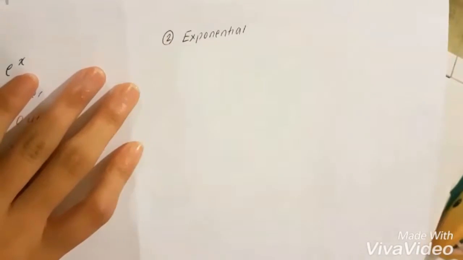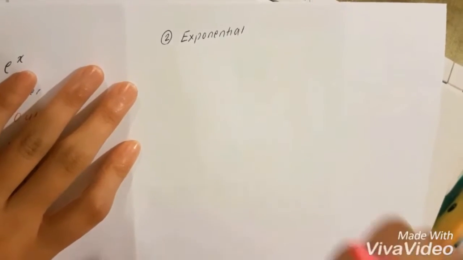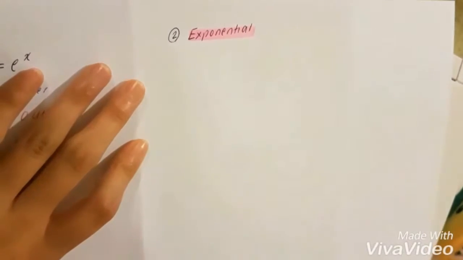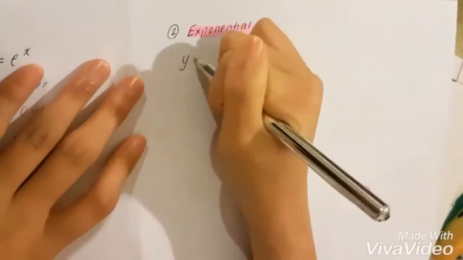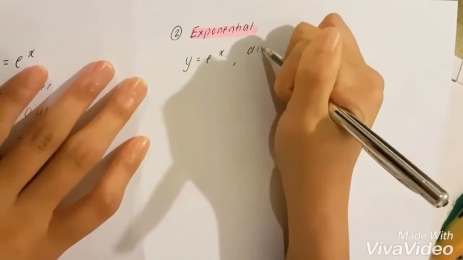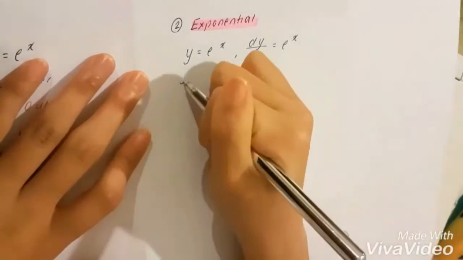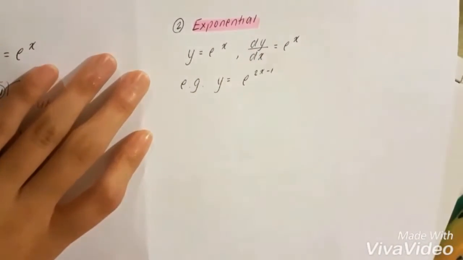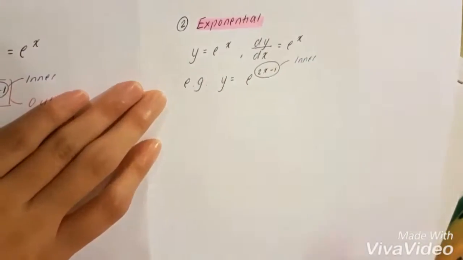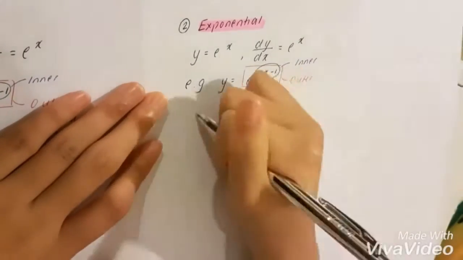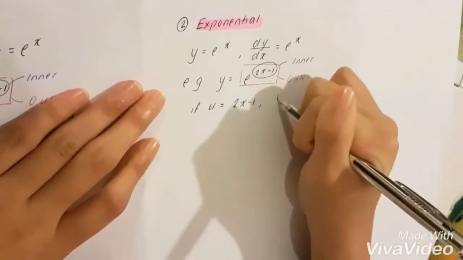Secondly, the exponential rule. According to the formula sheet, it is said that the derivative of the function y equals e to the power of x is equal to itself, e to the power of x. However, we always have to consider if the function is a composite function or not. For example, for this exponential function composed of two different functions, the power 2x minus 1 is the inner function.